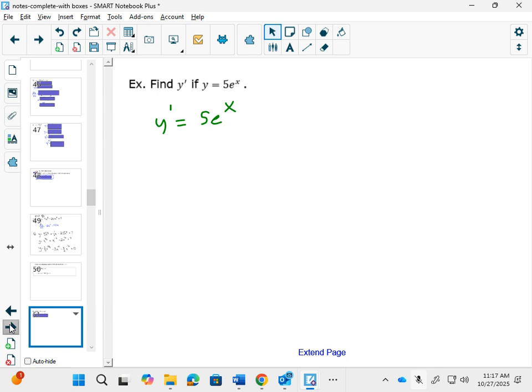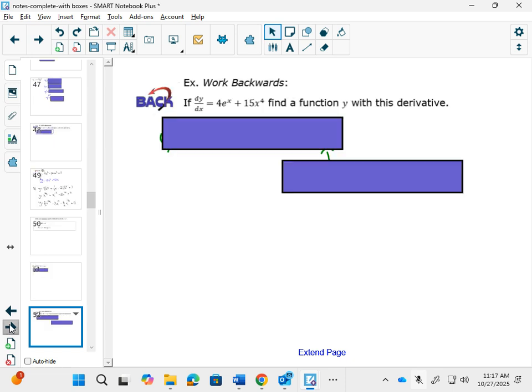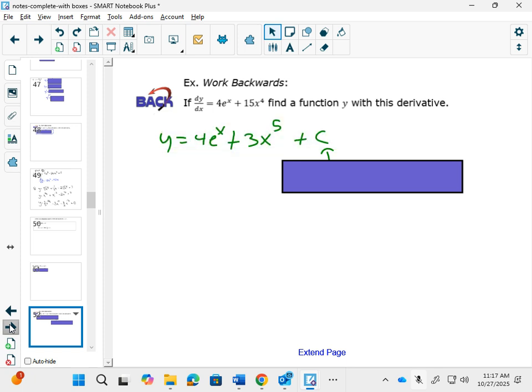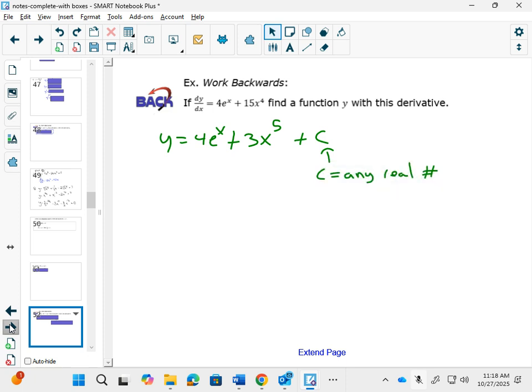What if you had to work backwards? If the derivative was 4 e to the x plus 15x to the 4, you would get 4 e to the x plus 3x to the 5, right? Because that 3x to the 5, the derivative of that, you see the 5 come out in front to make the 15. And then sometimes when they say these work backwards, we put a plus c, because technically there could have been any number there.